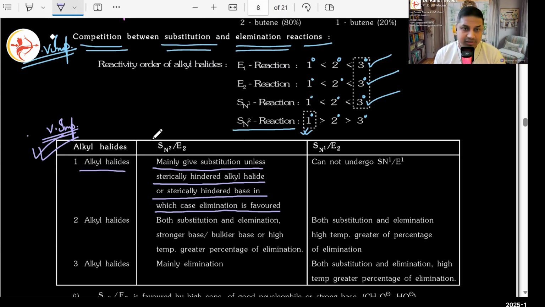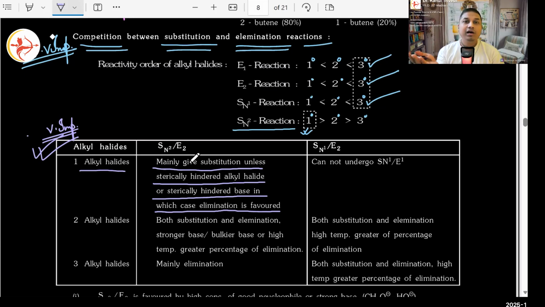When there is a choosing going on between SN2 and E2, possible na? Yes or no? Alkyl halides will mainly give what? Substitution product. Unless you have a very huge sterically hindering alkyl halide, or the attacking base is bulky, because it is the base only who behaves as a nucleophile. Yes or no? In case of SN1, SN2, it behaves as a nucleophile.